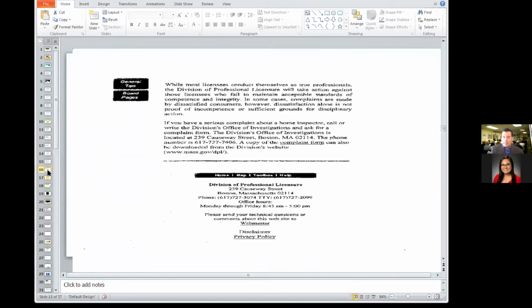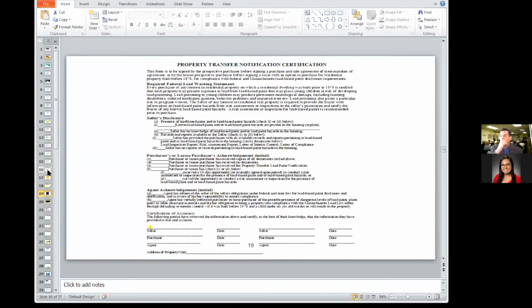Where are we? There it is. The notification is the first 10 pages on the front of this document. And the certification would be what you see right here, the last page with the copies. So by law, you must give the prospective purchaser this form on all target property.